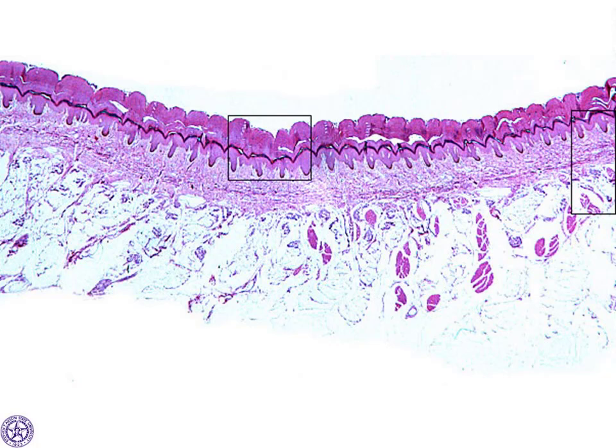Here again, we can see our papillary layer. This is a nice layer showing very regularly arranged epidermal papillae moving downward, sort of irregularly shaped dermal papillae moving upward. But we can see this all along the length of our skin.